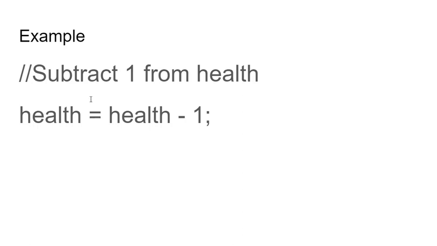So remember, the single equal sign means evaluate the expression on the right and put it in the target location on the left. So we're going to take the value of health, whatever it happens to be, subtract 1 from it. And that's the answer. That's our result. And then we're going to put that back in the target location on the left. So we're going to take the value out of the shoebox, subtract 1 from it, put it back in the shoebox, right?